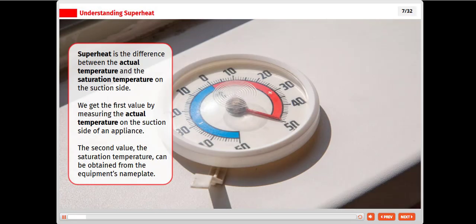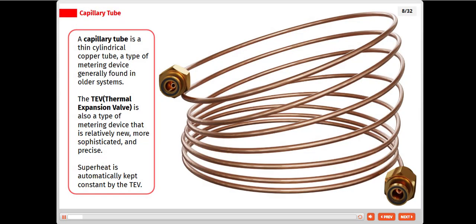Superheat is the difference between the actual temperature and the saturation temperature on the suction side. We get the first value by measuring the actual temperature on the suction side of an appliance. The second value, the saturation temperature, can be obtained from the equipment's nameplate. A capillary tube is a thin cylindrical copper tube, a type of metering device generally found in older systems. The thermal expansion valve is also a type of metering device that is relatively new, more sophisticated, and precise. Superheat is automatically kept constant by the TEV.